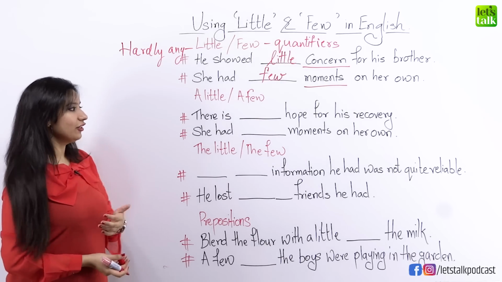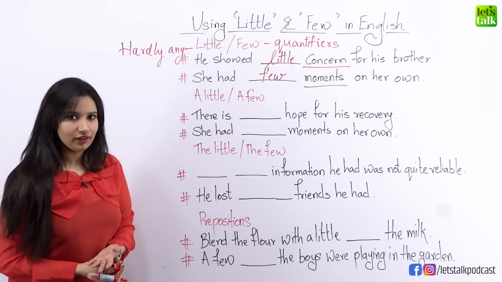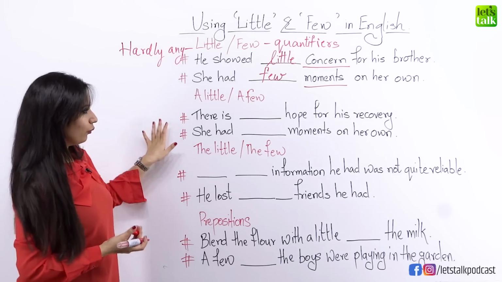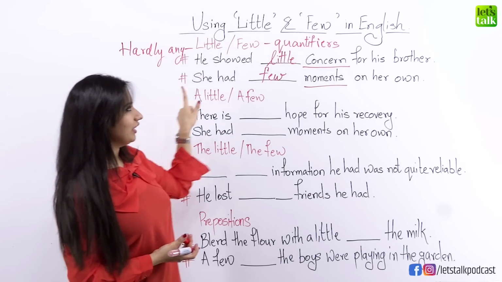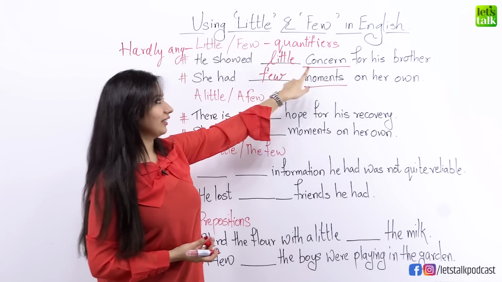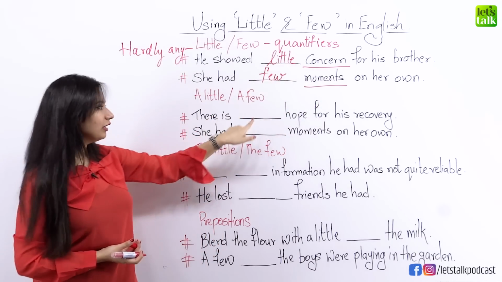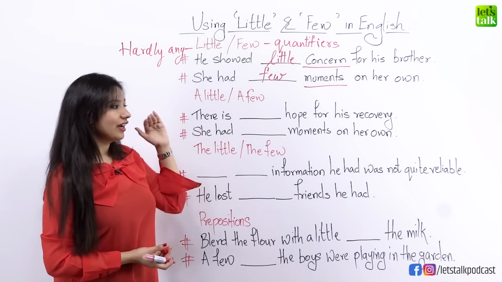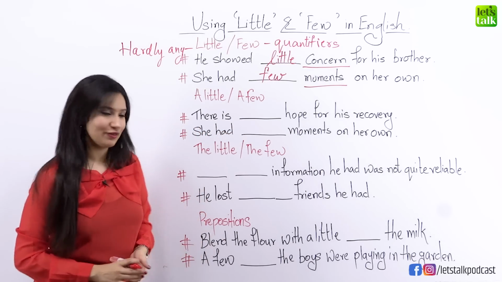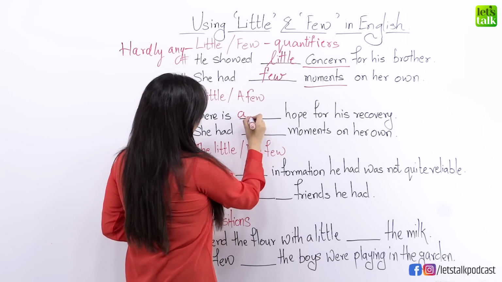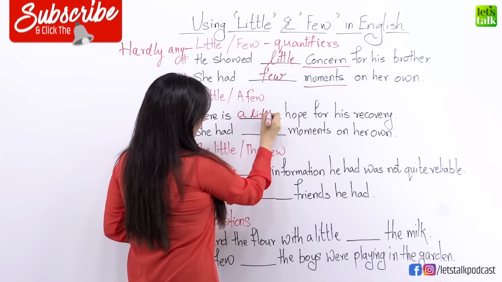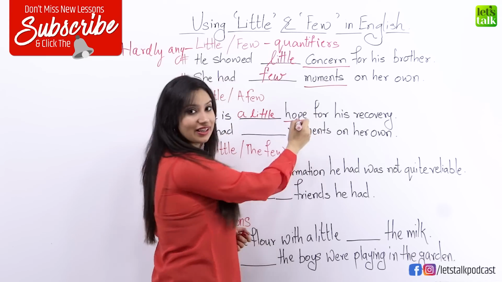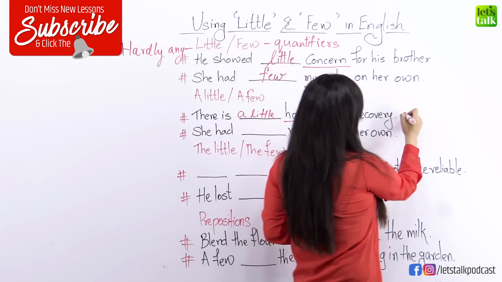Okay? Now here we look at the next set of sentences that we have. There is dash hope for his recovery. So, as you already know that we use little with an uncountable noun, the rule will apply here also, okay? So we'll say there is a little hope for his recovery. And we say this because hope is an uncountable noun.